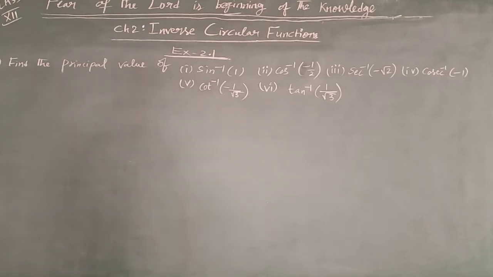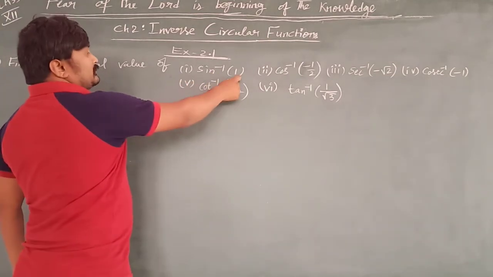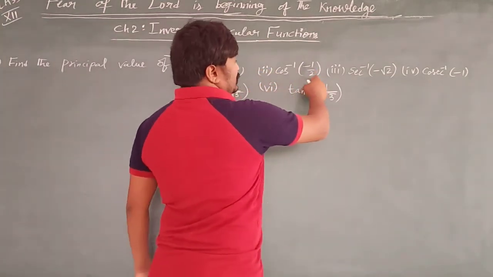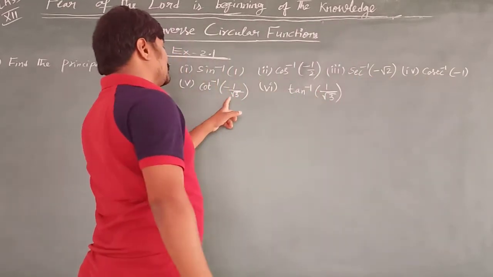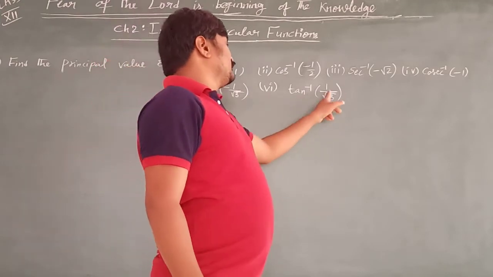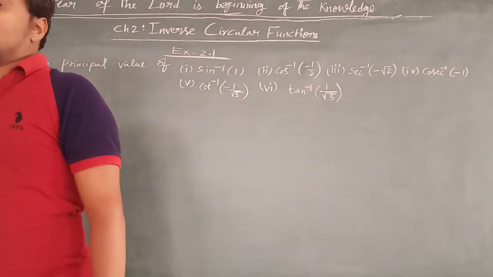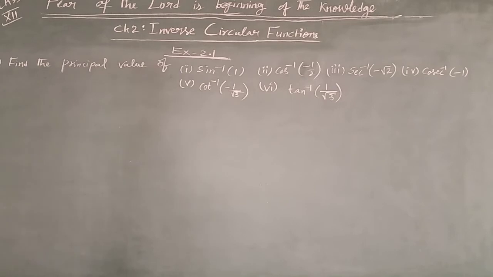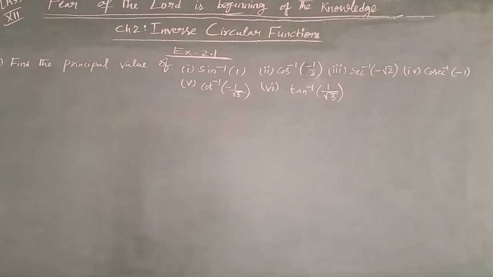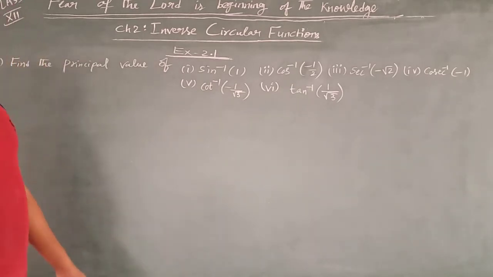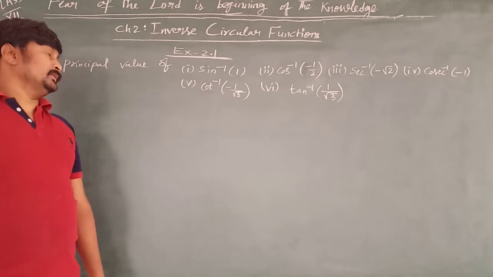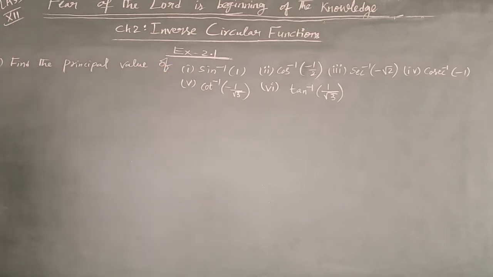What is question number 1? Find the principal value of sine inverse 1, cos inverse minus 1 upon 2, sec inverse minus root 2, cosec inverse minus 1, cot inverse minus 1 upon root 3, tan inverse 1 upon root 3. First we need to understand what a principal value is. The numerically smallest angle is called the principal value. So let's move on to this question.